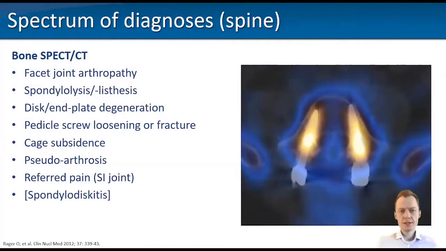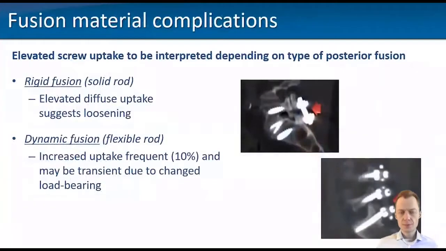This slide lists the different diagnoses that can be made with bone SPECT-CT in the postoperative spine. So facet joint arthropathy, spondylolysis and listhesis, disc and end plate degeneration, pedicle screw loosening or fracture, cage subsidence, pseudo-arthrosis, and of course referred pain, for example, from the sacroiliac joint. Again, I will not be mentioning spondylodiscitis.